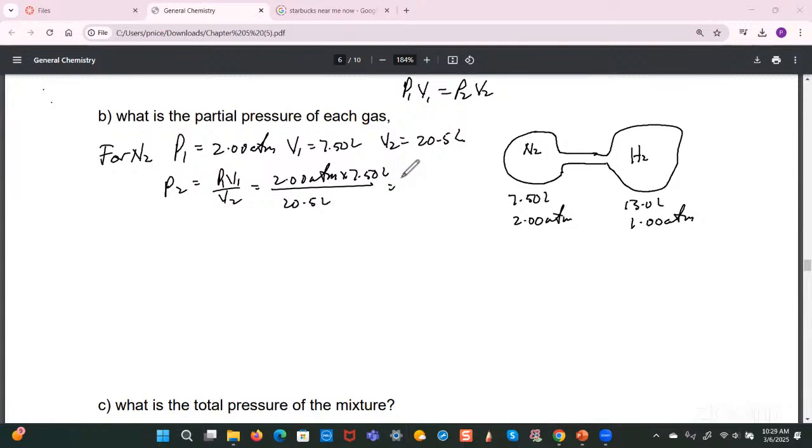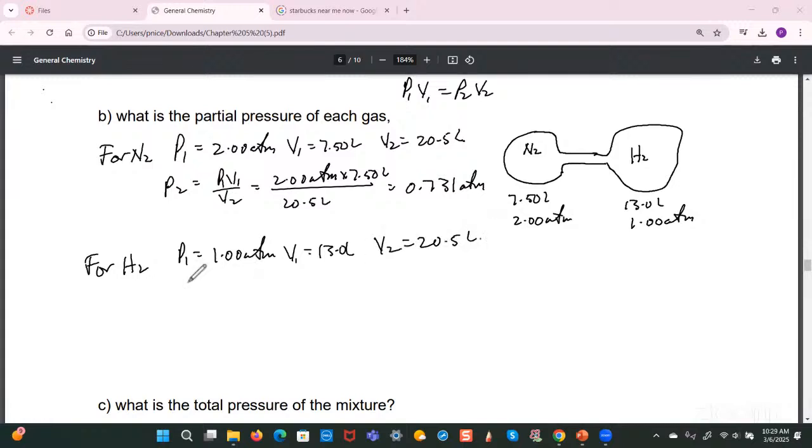2 times 7.5 divided by 20.5. So according to my calculations, this works out to equal 0.731 atmospheres, all right? So that's the calculation for nitrogen. What's the calculation for hydrogen? What's P1 for hydrogen? 1.00 atmospheres. What's V1? 13.0 liters. And V2 would be 20.5 liters, right?